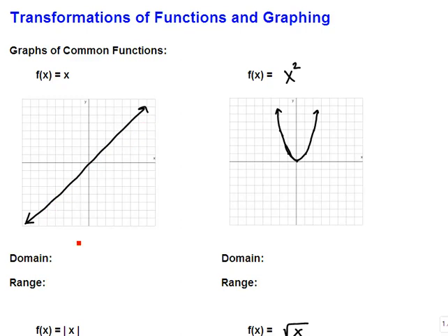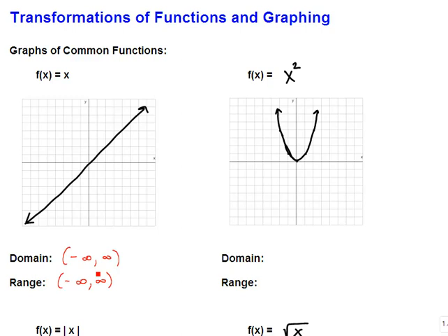The domain of this function is all real numbers, because every x is used if I look across that x-axis, and the range is also all real numbers. Because of these arrows, I keep going up and I keep going down. So my domain and range is all reals.